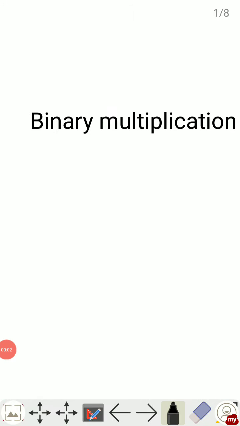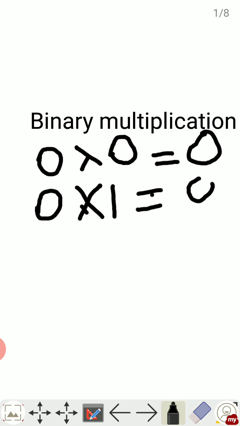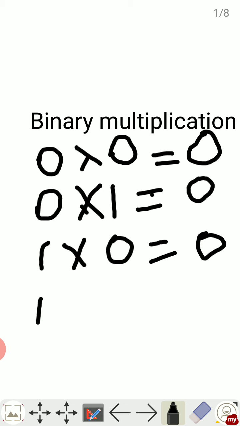Today let's learn how to do binary multiplication. So the rules which we will follow are 0 into 0 will be equal to 0, 0 into 1 will be 0, 1 into 0 again 0, 1 into 1 will be 1. So here, as we use in normal multiplication, the rules are that.